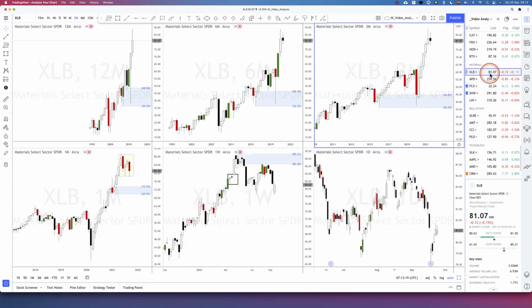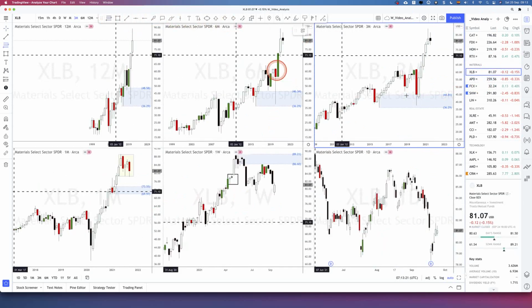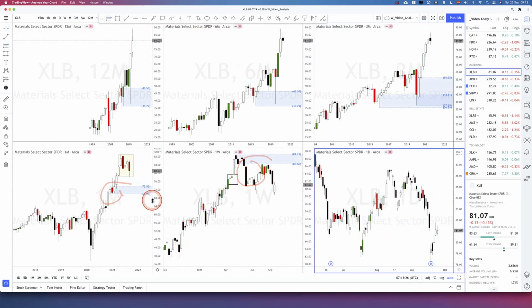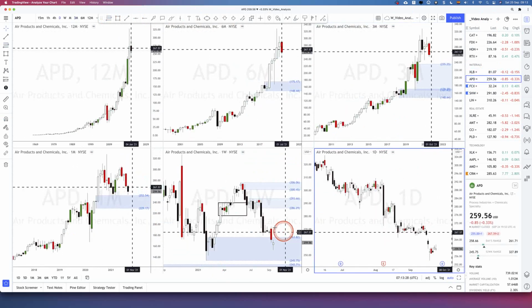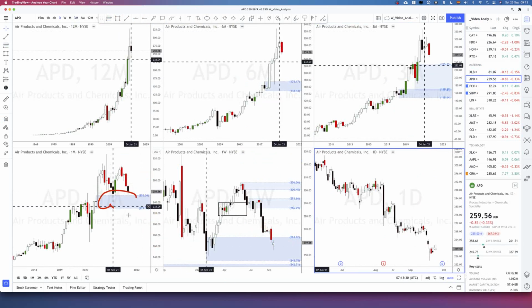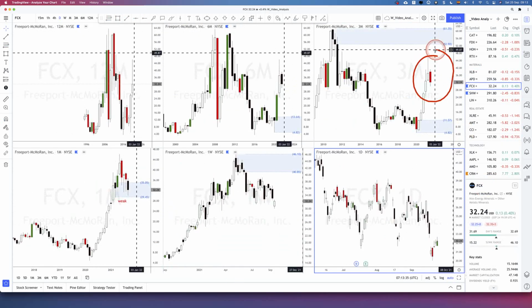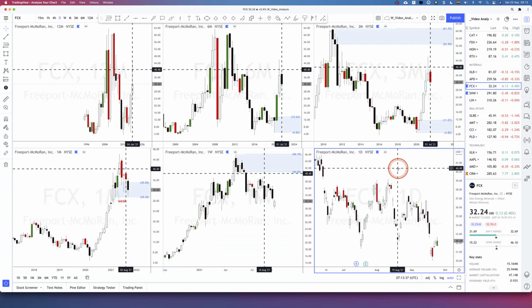On XLB, materials sector, we have a brand new area of demand here in the 3 months. The weekly is out of alignment, we need monthly. APD, weak area of demand on the weekly. We have tested area of demand, we need new demand. No certificate longs allowed.